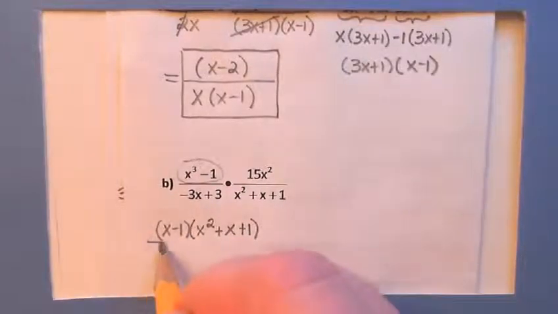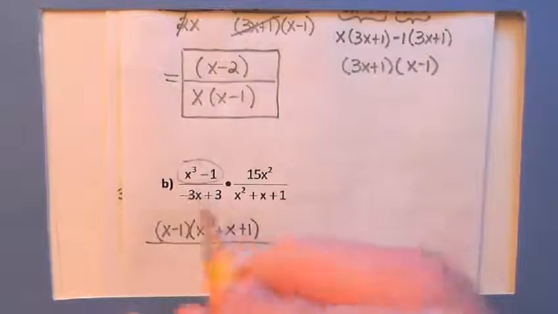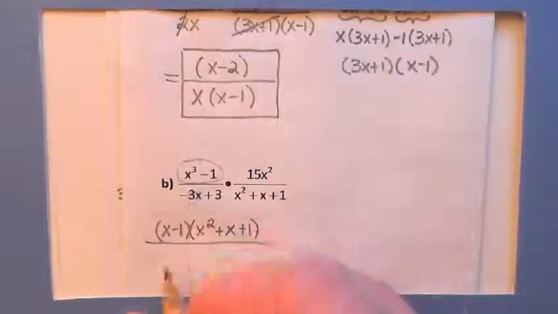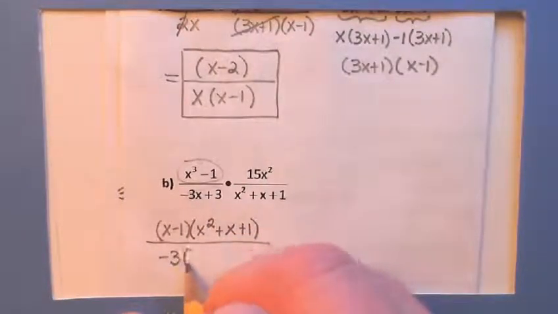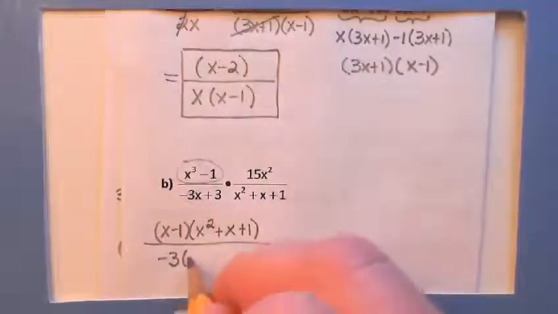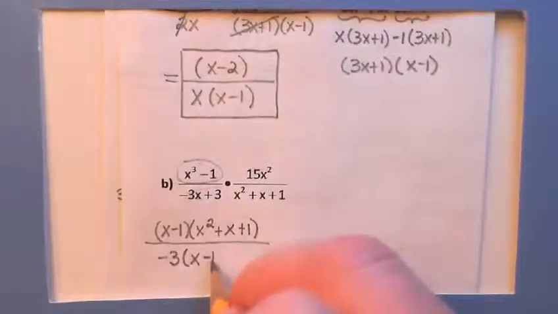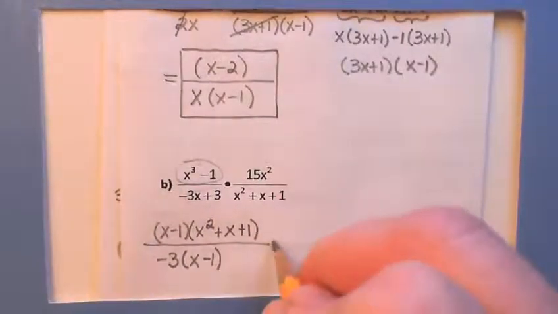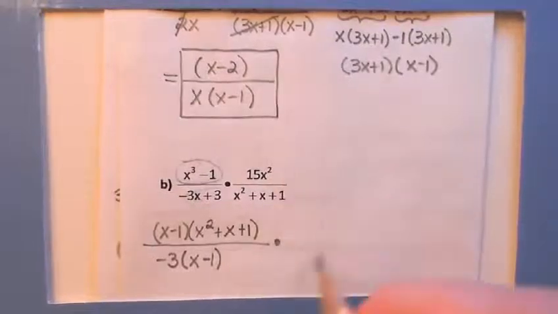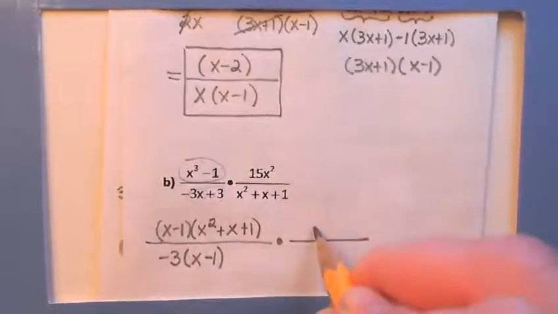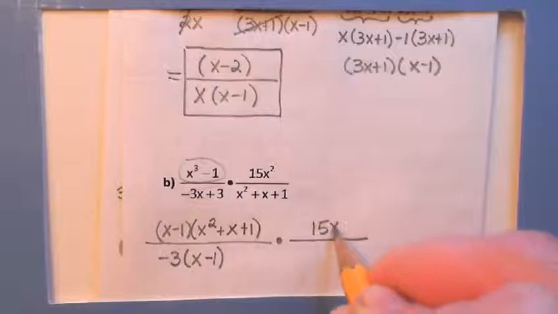Very well. On the bottom one, what can I factor over here? I can factor out a negative 3. So that means this will become 3x divided by negative 3 is x. And 3 divided by negative 3 is negative 1. Very well. Then on the top, there's nothing really I can do. So I'm just going to bring it down.